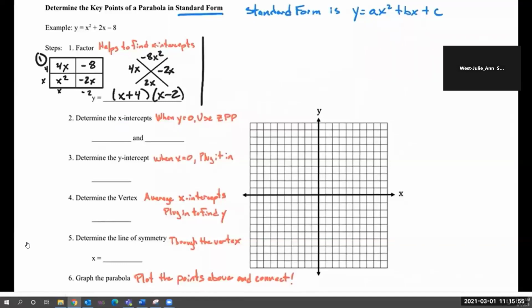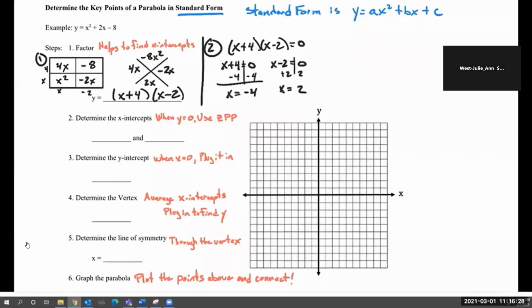I'm going to use some space up top here to do step 2, which is determine the x-intercepts. When you have an x-intercept, y is equal to 0, so use the zero product property, which tells us to take your factored form, x plus 4 and x minus 2, and set that equal to 0. Therefore, either x plus 4 has to equal 0 or x minus 2 has to equal 0. You solve for x in both of these, and you get x equals negative 4 and x equals positive 2. Let me rephrase. These are the solutions to our equation from the zero product property. Therefore, they are our x-intercepts.